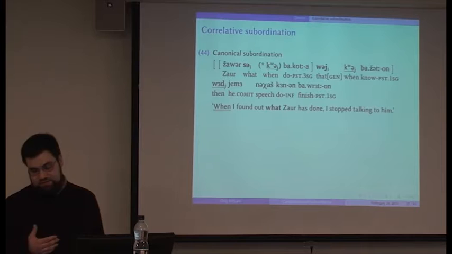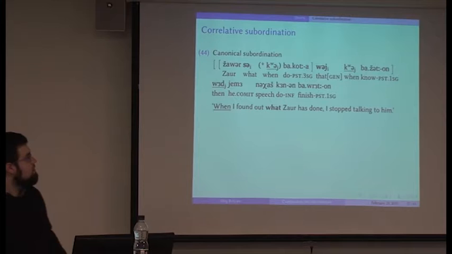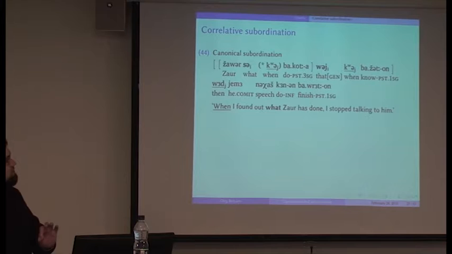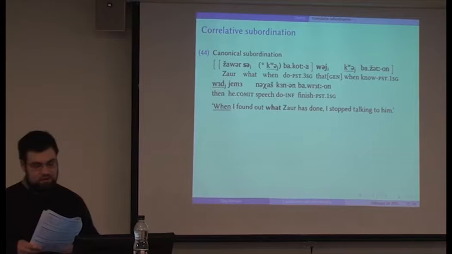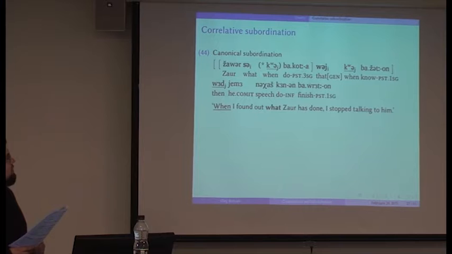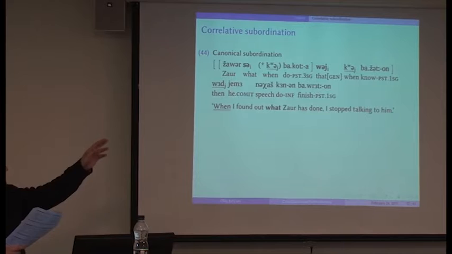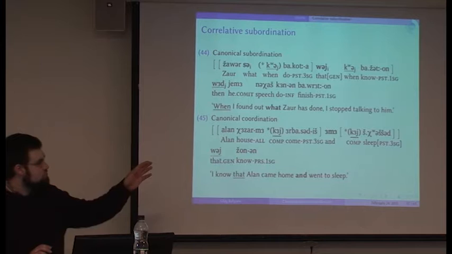One thing which is very similar to how the coordinate structure constraint is generally tested is the fact that when we have a sequence of two correlative clauses which correspond to the same correlative pronoun in the main clause, both of them have to contain a correlative pronoun, a subordinator, if they are coordinate. So 44 shows that this is not the case for subordination. When I found out what Zauer has done, I stopped talking to him. Literally, what Zauer has done, when I found this out, then I stopped talking to him. So when only has to be found in the main clause, not in the subordinate clause. Whereas in coordination, you have to put the subordinator in both clauses.